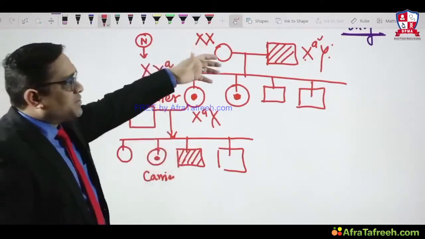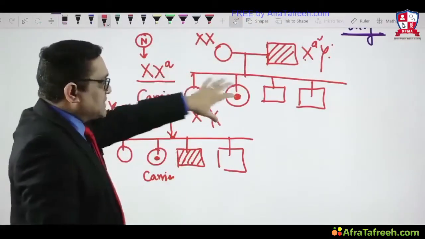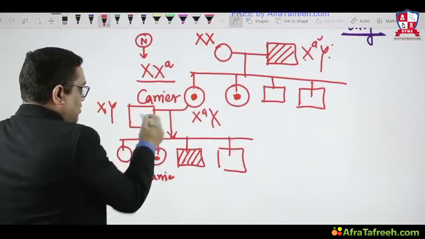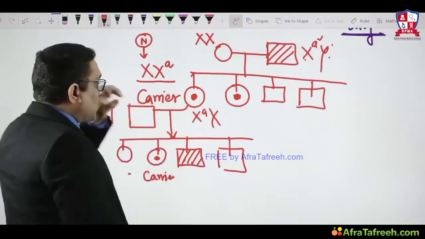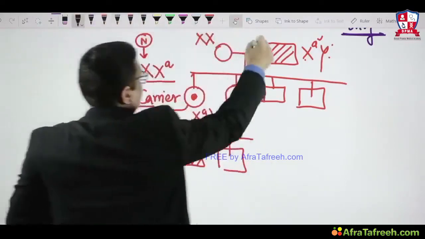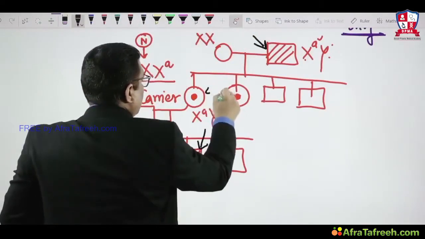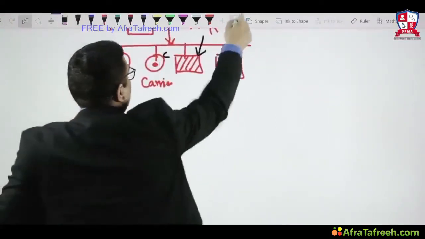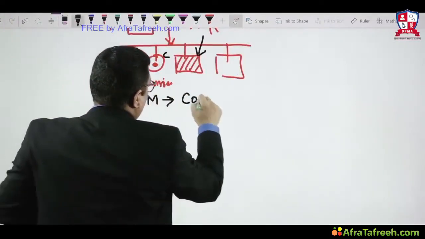So you can see in the X-linked recessive pedigree, the affected male transmits the disease to the females, and the females are carriers, not diseased. But when the carrier female marries a normal male, one daughter will be a carrier and one son will be affected. So overall, if you look at this pedigree, only males are affected and females are carriers. So whenever you see a pedigree where males are affected, see what I am writing, where males are commonly affected.